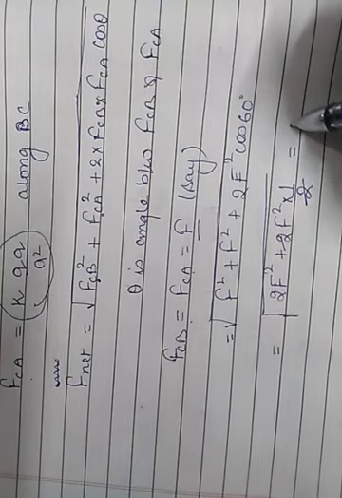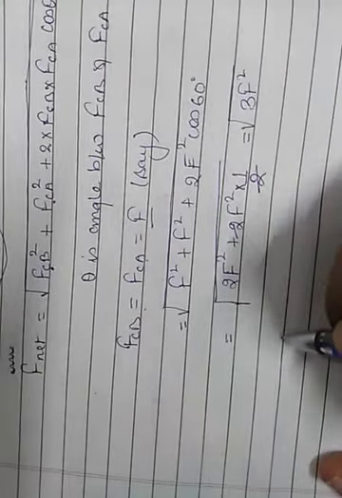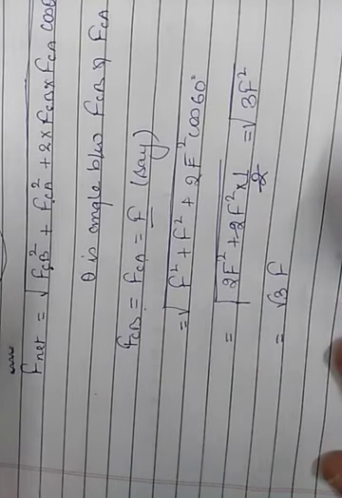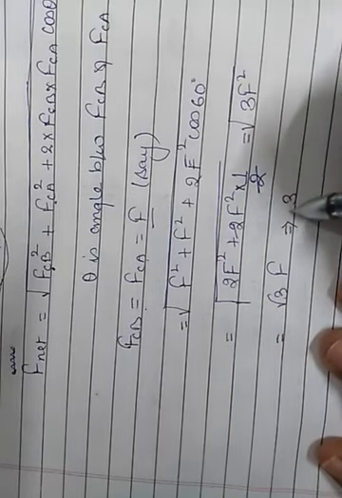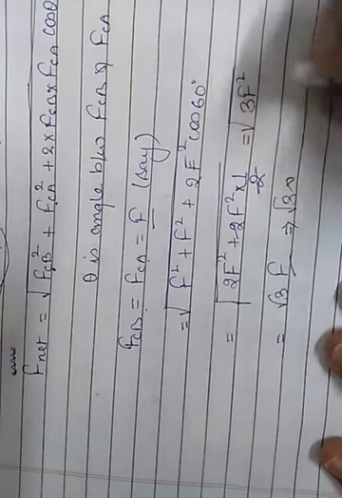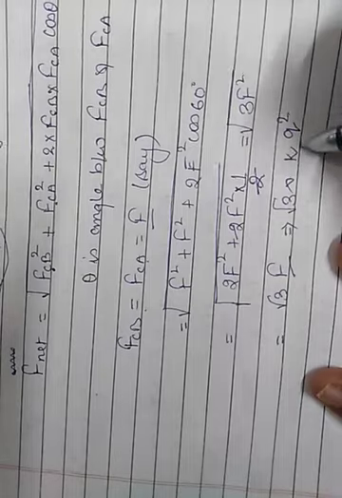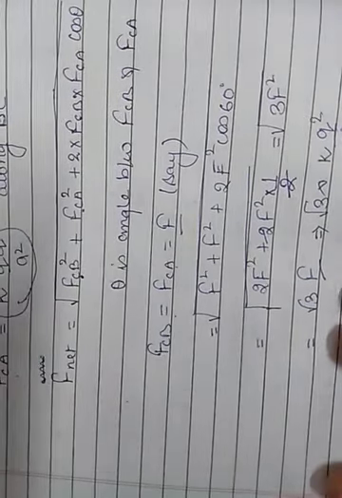Now it is the square root of 3F square, or simply I will write root 3 F. And the value of the magnitude of either force is K Q into Q, Q square upon A square. So root 3 times K Q square by A square is the magnitude of the force on Q.